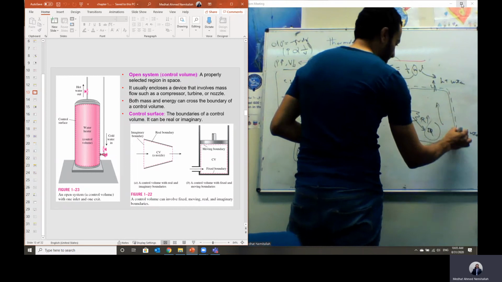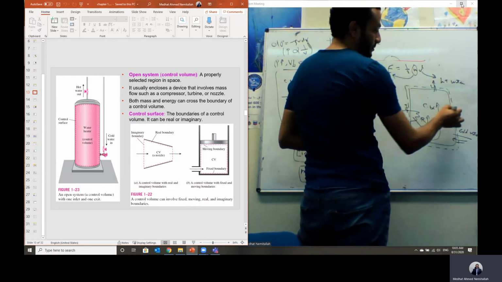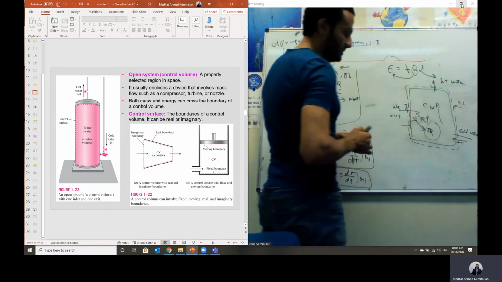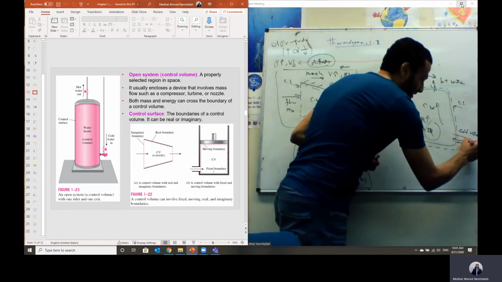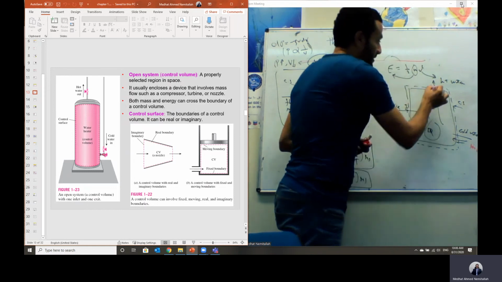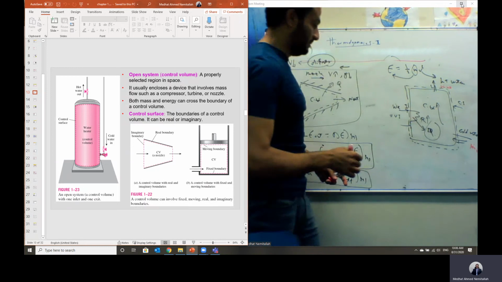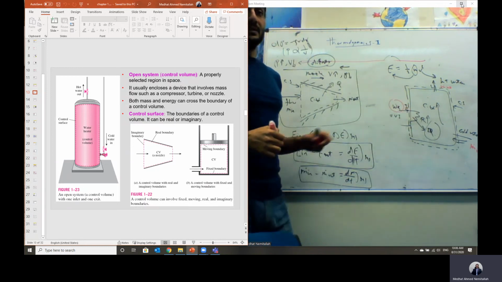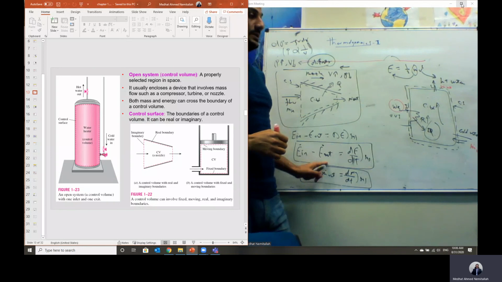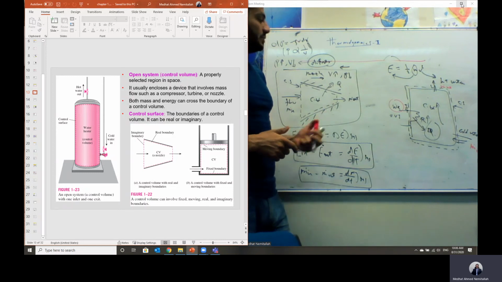To study this system, I will again draw the control volume. This is our control volume, and we look at the control surface. What are the masses crossing? We have mass flow rate in, and at the outlet we have mass out. Then we can apply the mass equation. For the forms of energy, we have electric work in this case, then we can apply the energy equation to calculate the electric work. And those are some examples of open systems.